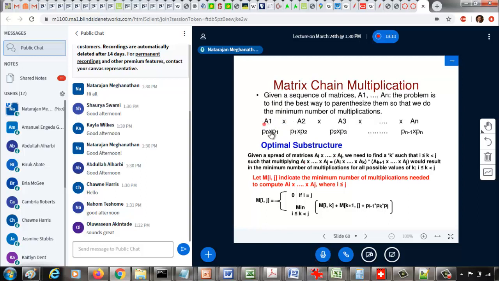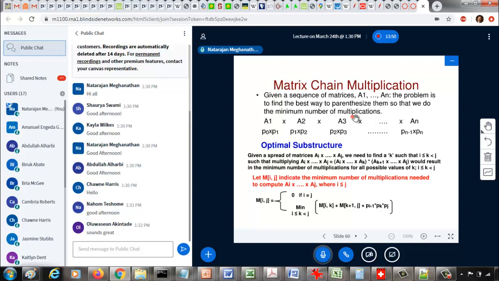You could do A1, A2 first, and A3, A4 in parallel, and then multiply A1, A2 with A3, A4. So there are a lot of ways. It's like an exponential number of ways if you want to try the brute force approach, right? So that's why we don't want to try all the different options with brute force. We want to do a dynamic programming approach to find out the minimum number of multiplications, and the best way to parenthesize this chain so that we minimize the number of multiplications we do. Alright, so that's the problem.